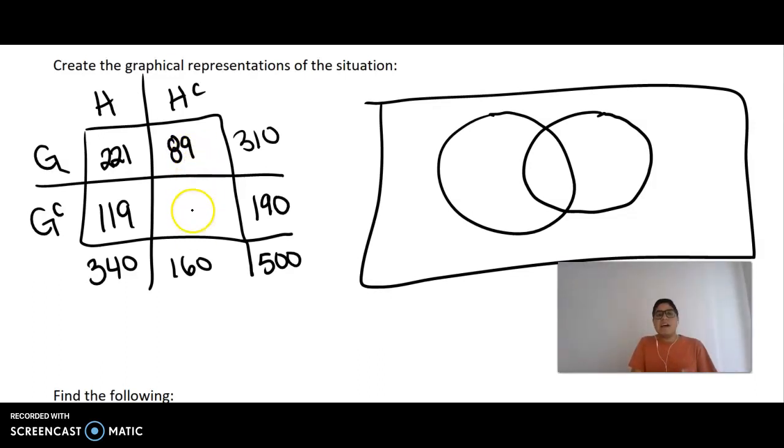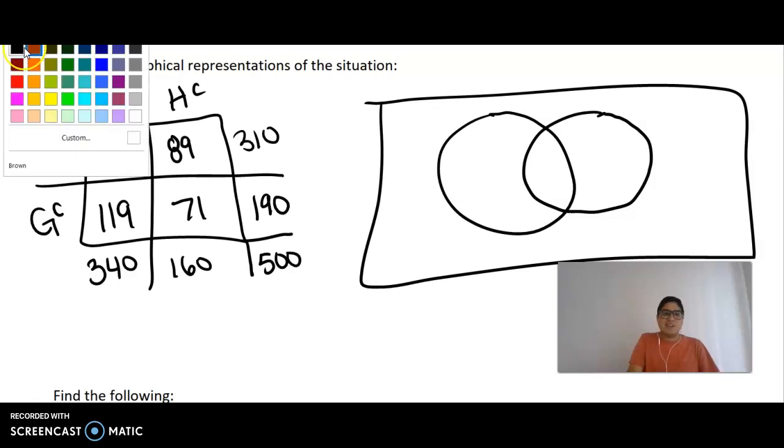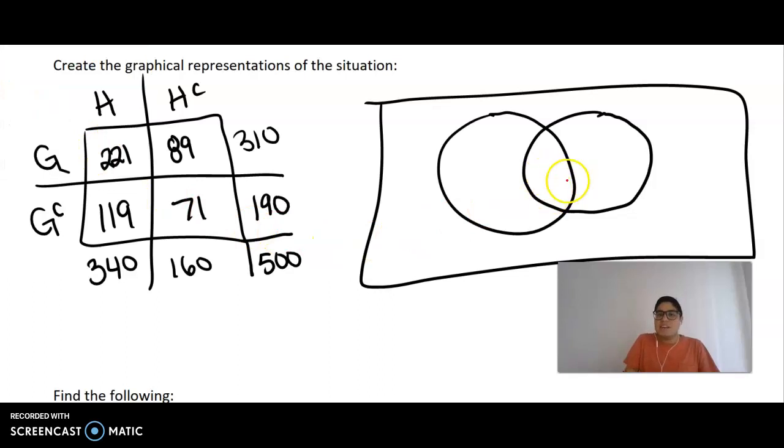And now for the last spot, if you've done this correctly, whether you go vertically or horizontally, it should be the same number. So for us, it should be 71 people that do not own a home and did not graduate high school. So here is the 221 that belong to both and the 71 that belong to neither.